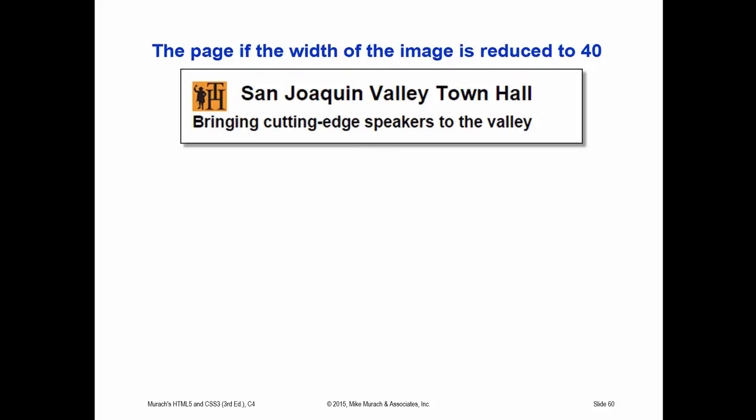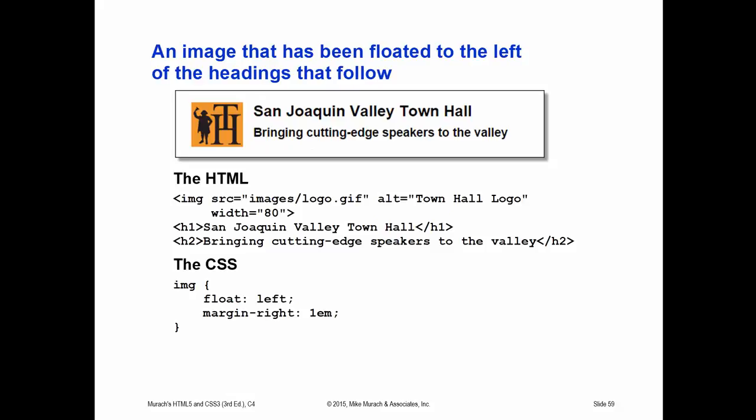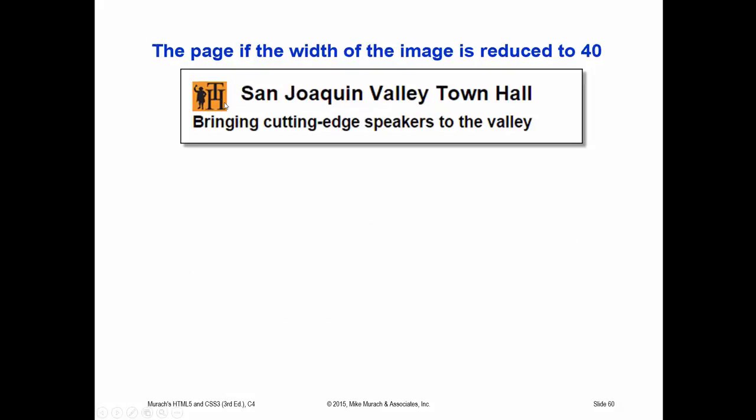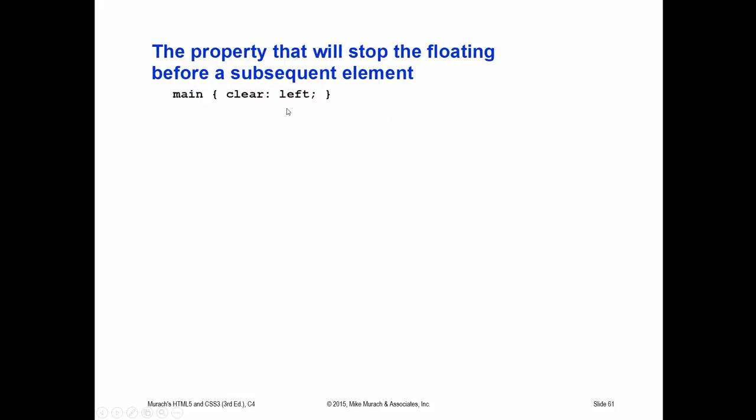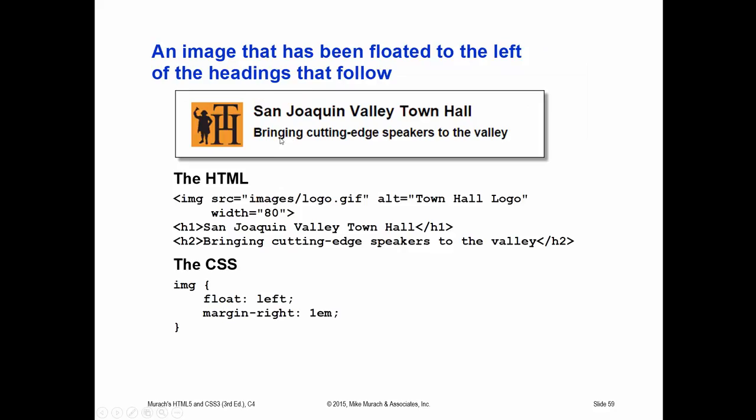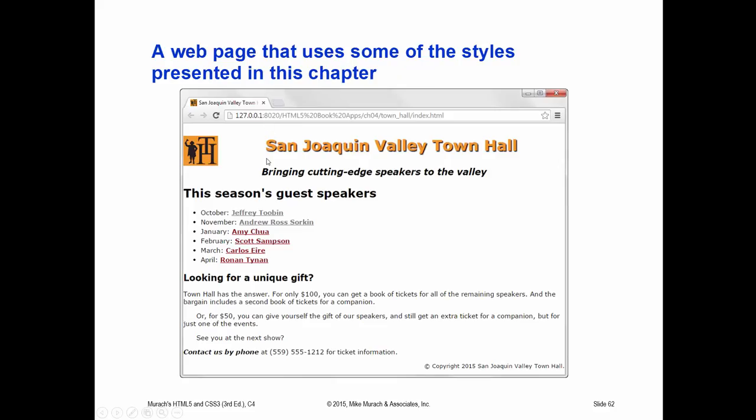So here it says the image is reduced to 40. So the image is now 40% of the size it was before. There's all sorts of different effects that you can get when you do this. If you float, everything will float and keep floating until you clear it. You can clear left, clear right, or clear both. So you can get some different kinds of special effects.